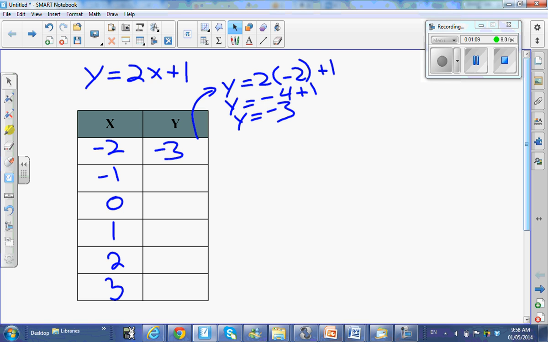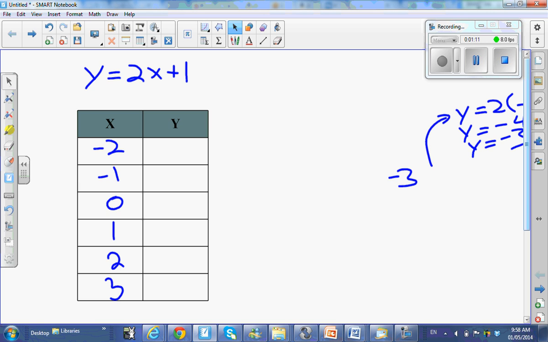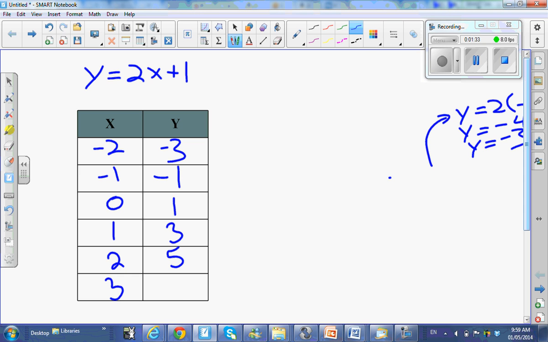Okay, so that's out of the way. I'm going to keep my -3. Okay, similarly, we can plug in -1. 2 times -1 would give me a -2, plus 1 would be -1. Continuing down the table, 2 times 0 is 0, plus 1 is 1. 2 times 1 is 2, plus 1 is 3, and then we get 5.